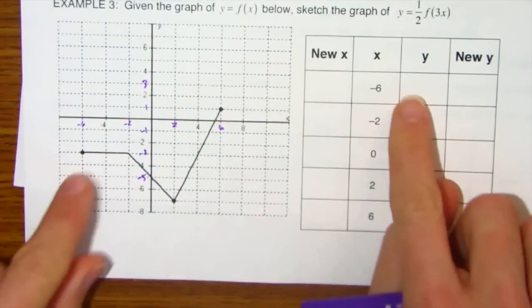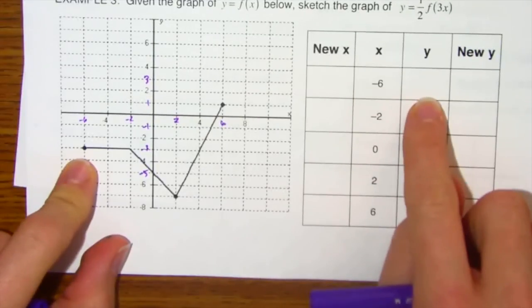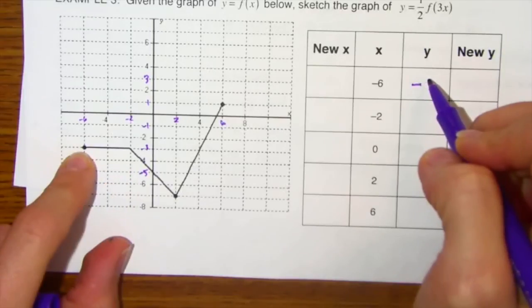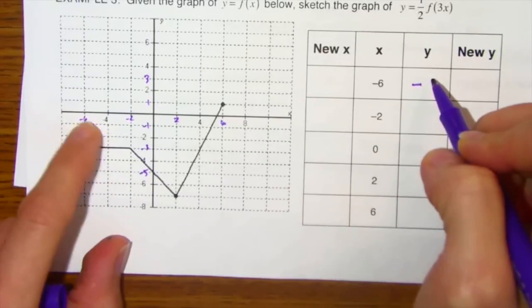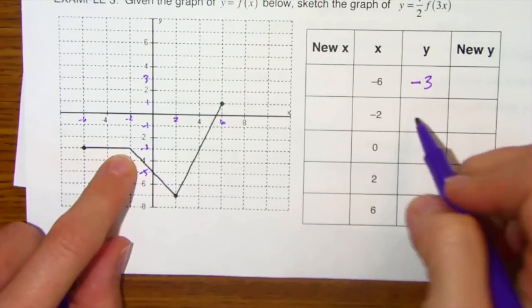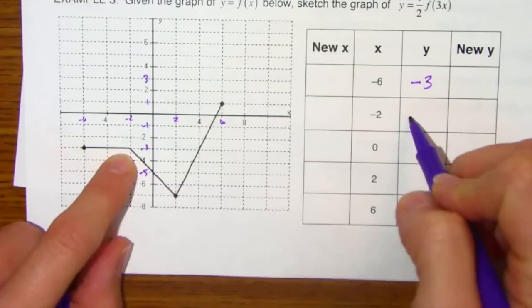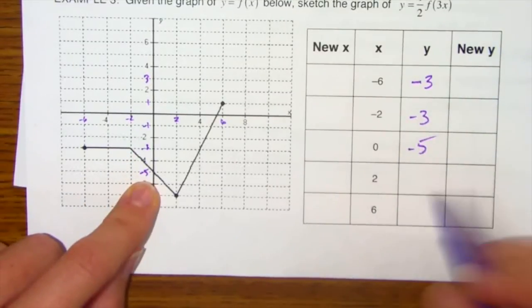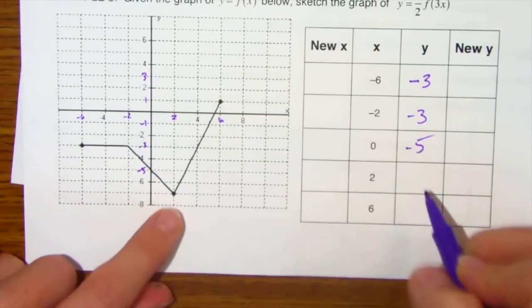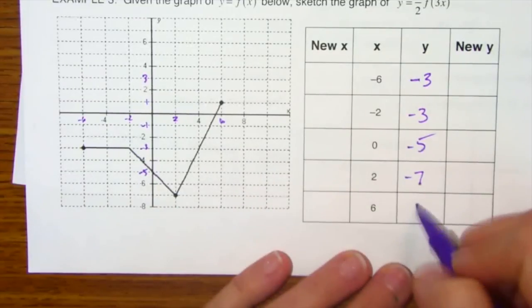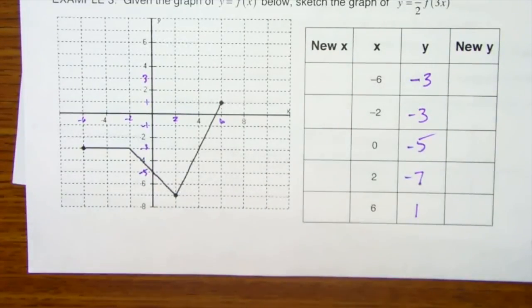All right, so at -6, what is our y value? It's 1. Wait, just kidding. Oh, wait, x is -3. Yeah, sorry. No, you're good. And then at -2, y is -3. -3 again. What is it at 0? -5. And when x is 2, y is -7. -7. And when x is 6, y is 1. 1.